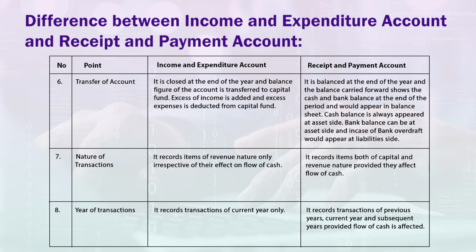6. Transfer of account. Income and expenditure account is closed at the end of the year and balance figure of the account is transferred to the capital fund. Excess of income is added and excess expenses is deducted from capital fund. On the other hand, receipt and payment account is balanced at the end of the year and the balance is carried forward, which is shown as cash and bank balance at the end of the period and would appear in balance sheet.